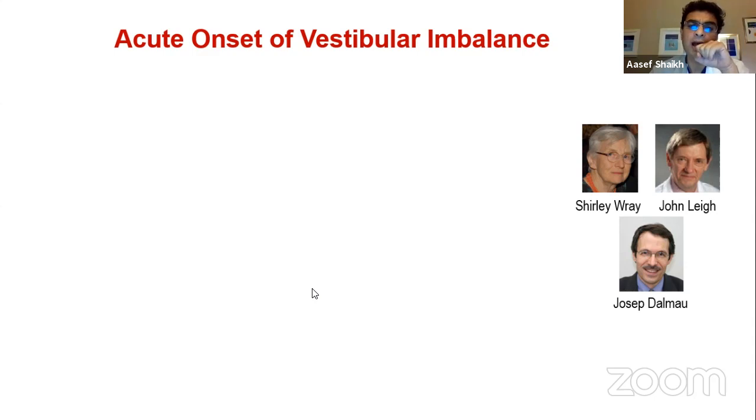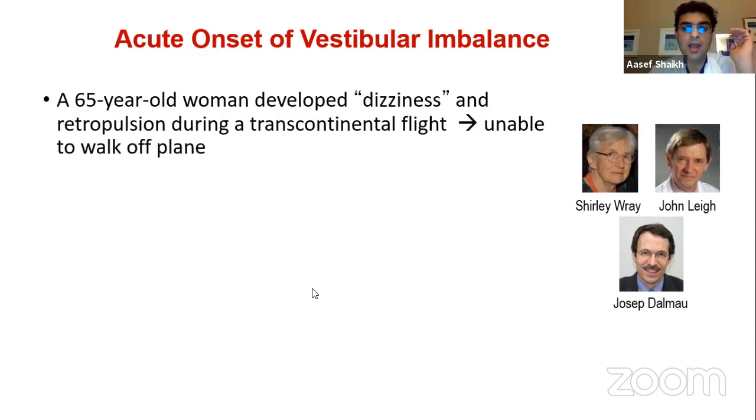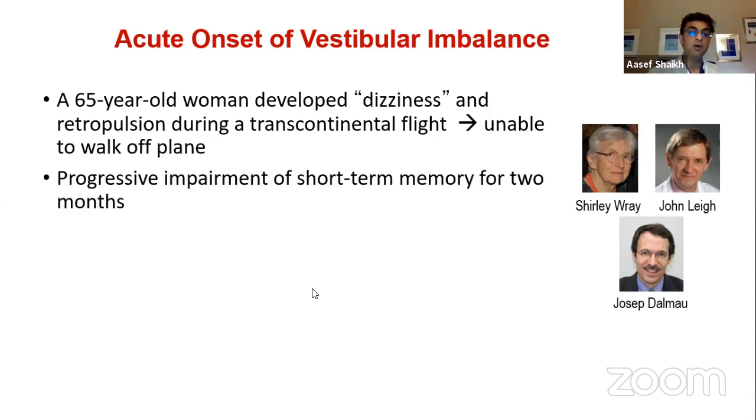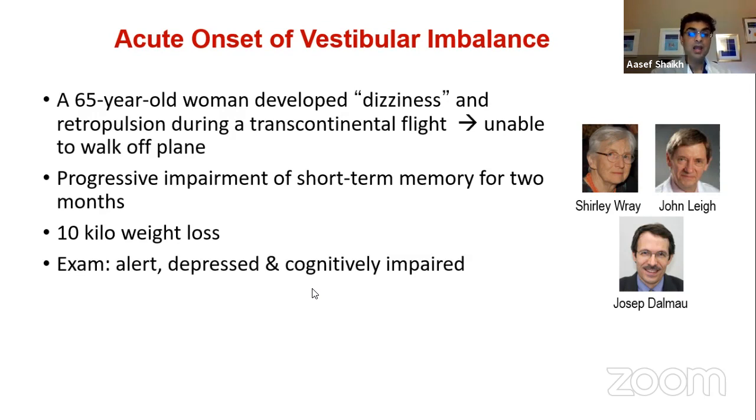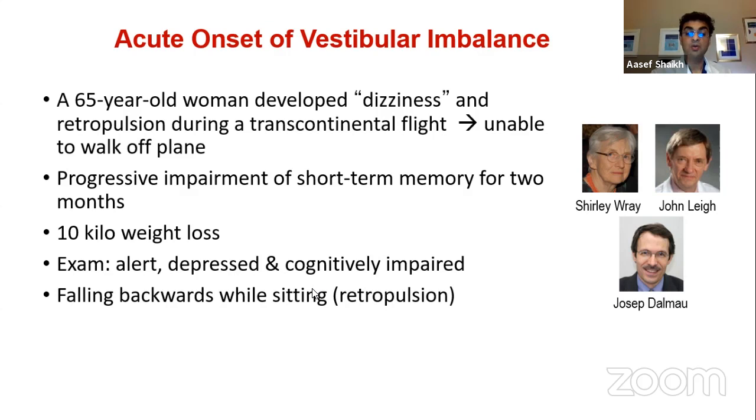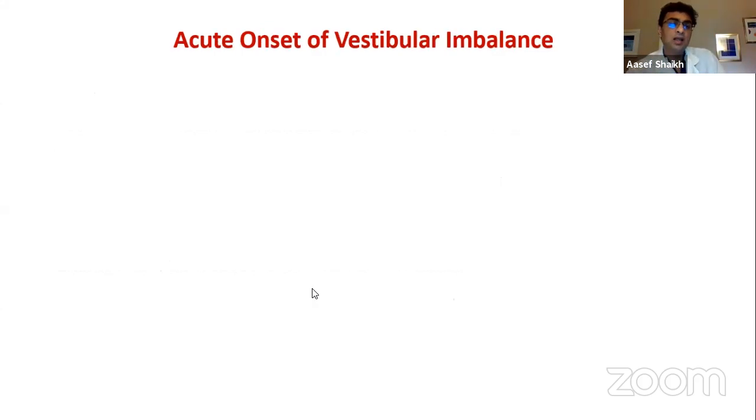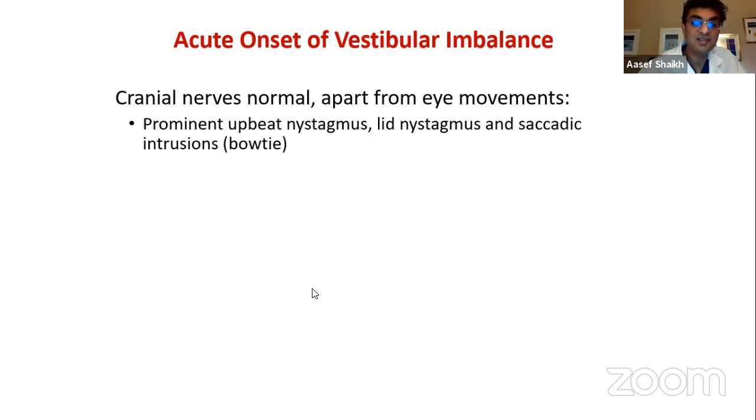Now I'm going to talk about an interesting case that was not my patient, but it was seen by my mentor, John Lee, and his colleagues, Shirley Ray and Joseph Delmau. The patient was a 65-year-old woman with acute onset of vestibular imbalance, who boarded a plane from somewhere in Europe and then came down to America, and then she was unable to come out of the plane. She had robust acute onset of gait disturbance. Then progressively, she had a deficit in short-term memory for about 2 months. She had 10-kilo weight loss. She was depressed and cognitively impaired on exam, and she was falling backward, and she could not walk. When they examined her, she had prominent upbeat nystagmus, lid nystagmus, and some form of intrusions.